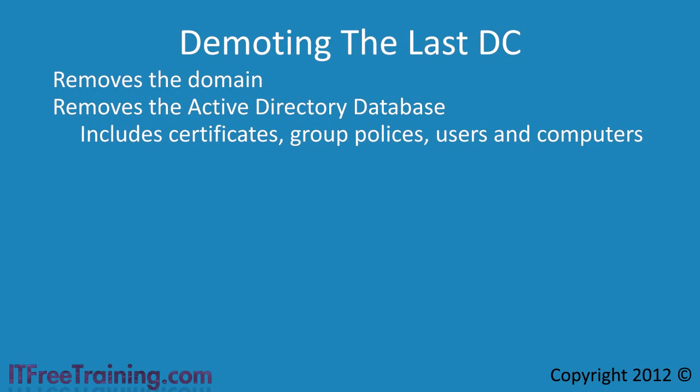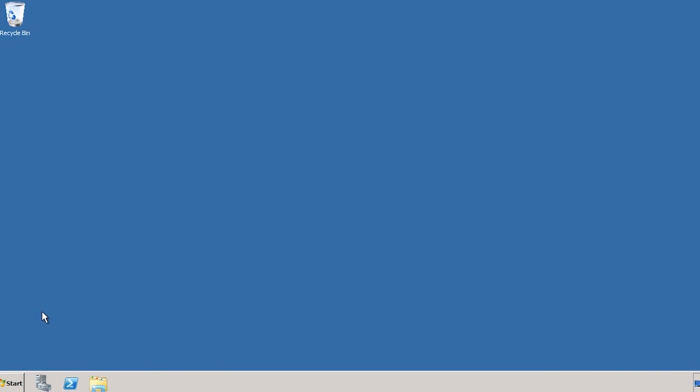What I like to do before removing a domain like this is to shut down the last domain controller for a week or so beforehand. This should be long enough to find any problems that may have been missed before removing the domain completely. I will now change to my Windows Server 2008 domain controller to demonstrate how to remove a child domain.